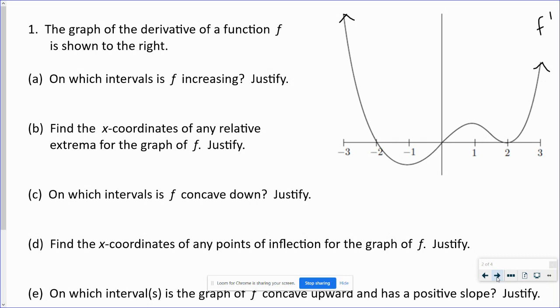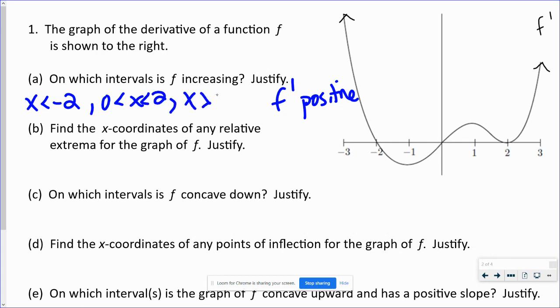On which intervals is f increasing? Okay, well, if f is increasing, that means f prime is positive. So I'm going to go ahead and write that out. That's my justification. Okay, so we're looking for where f prime is positive. Notice f prime is positive when x is less than negative 2. F prime is positive between 0 and 2. And when x is greater than 2. Now, notice we did not put those together in one interval because derivative is equal to 0 at 2, so that's not actually into the portion where we are increasing.